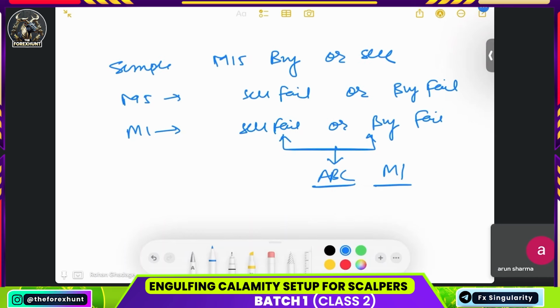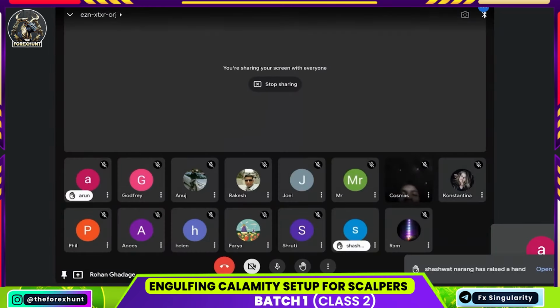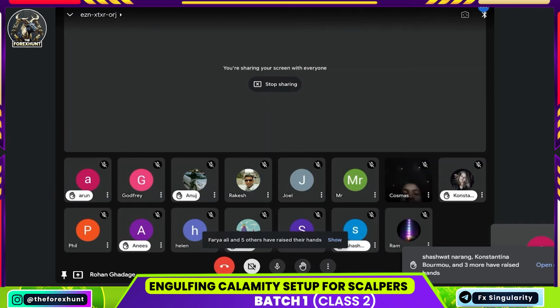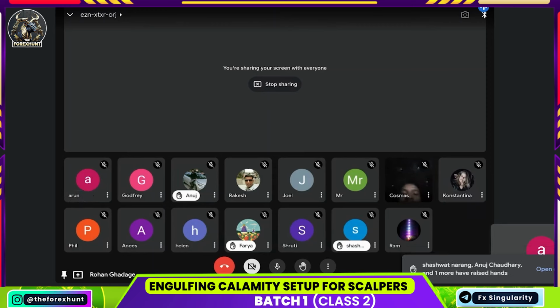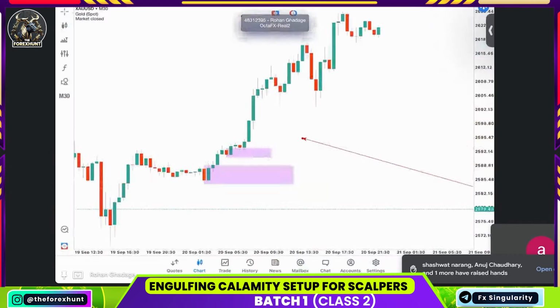Do you guys know ABC? How many of you know ABC? You can raise your hand. Okay, 1, 2, 3, 4, 5, 6. So what I will do, I will simply paste my YouTube video in the group. If you don't know ABC, it's not so important in this scalping setup, but still that would be important if you are trading on M1. Okay, thank you for your information.